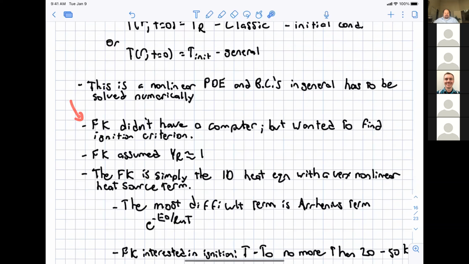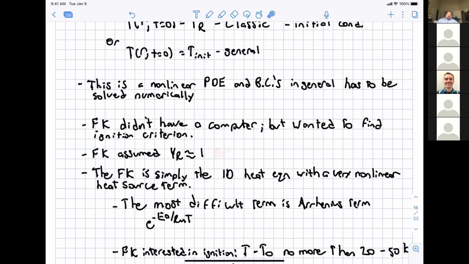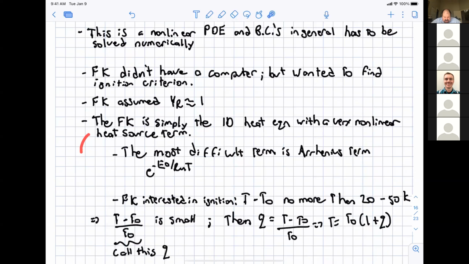However, Frank Kamenetsky did not have a computer, but all he wanted was an ignition criterion. And again, he assumed that the mass fraction of reactants was equal to 0. Again, we're only looking at ignition, so if the mass fraction of the reactant starts depleting rapidly, we have ignited. And our problem is done. And again, as noted by Vince, this equation is really just a 1D heat conduction equation with a very nonlinear heat source term. And the most difficult term is this Arrhenius term right here.